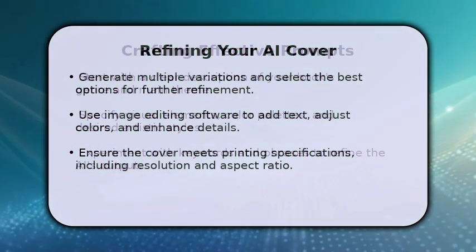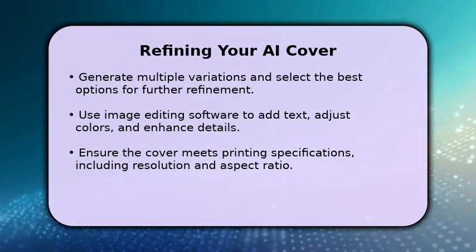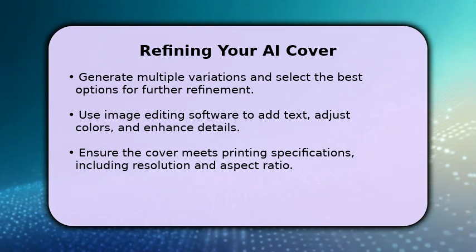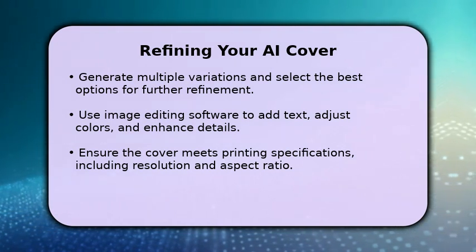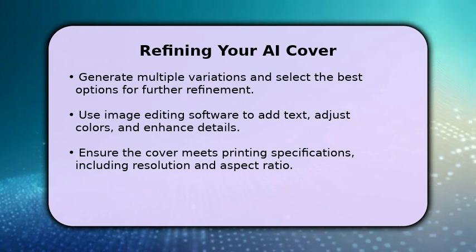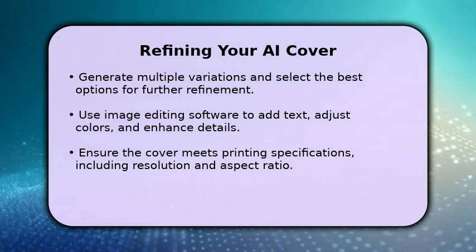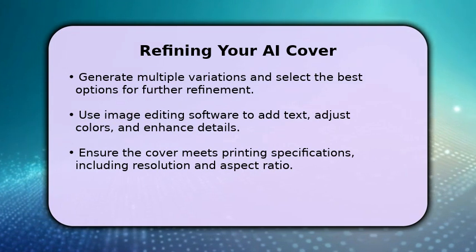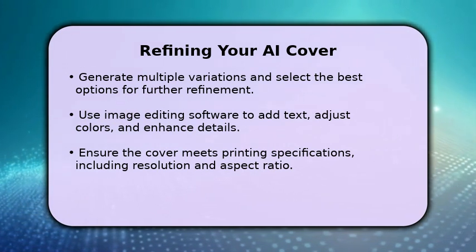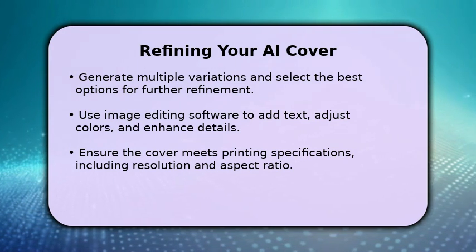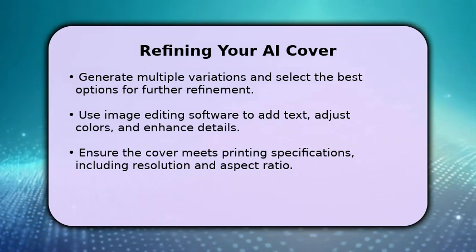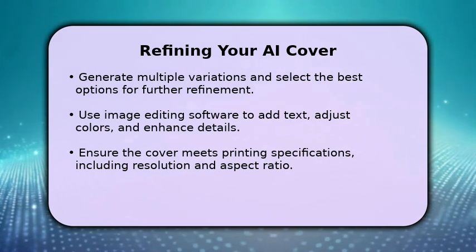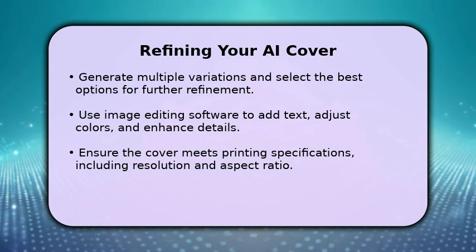After generating your initial designs, it's time to refine and finalize your cover. Generate several variations from your best prompts, then choose the strongest candidates. Use image editing software like Photoshop or GIMP to add your title, author name, and any taglines. Adjust colors, contrast, and sharpness to perfection. Ensure the final image has a resolution of at least 300 dpi and an appropriate aspect ratio, typically 6 by 9 inches, for professional printing.